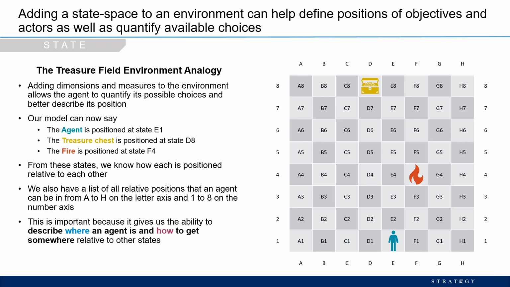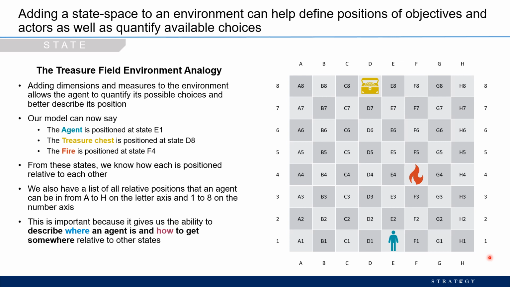To solve this problem, we can add a state space to this environment to better be able to quantify the different choices that the agent has. So what we've done here is we've added two dimensions to this environment. We have this letter dimension here, and then we have a number dimension in here. And what this does is it allows us to now describe the position of where our agent is, where the fire is, and where the treasure chest is. This is good because now we have an objective way to describe where everything is. We also now know all the choices that are available to our agent. Our agent can choose to be in any one of these states, and we have a way of now defining it.